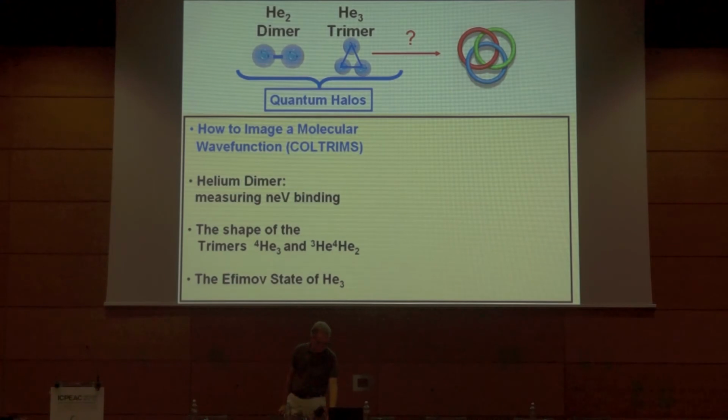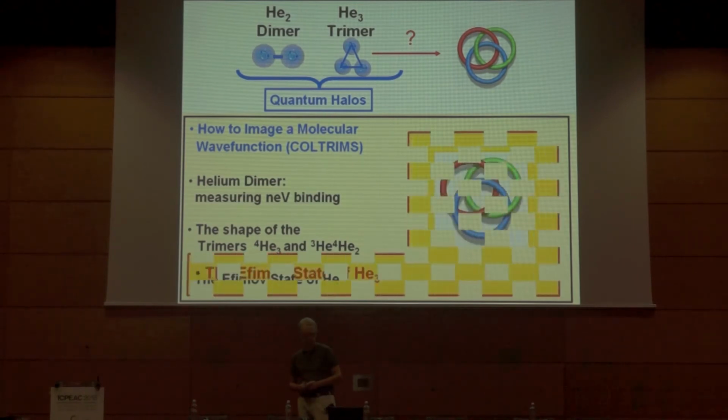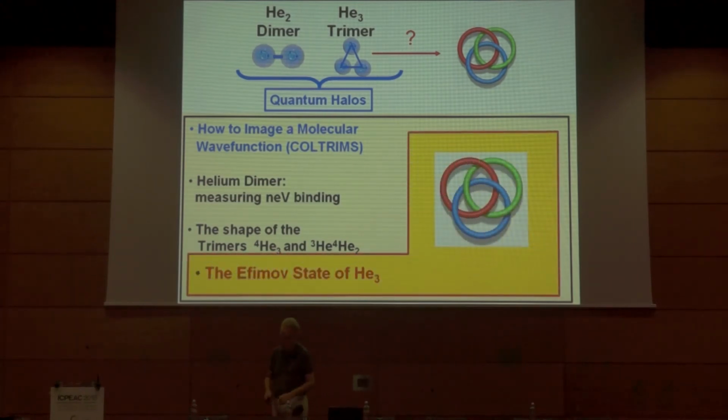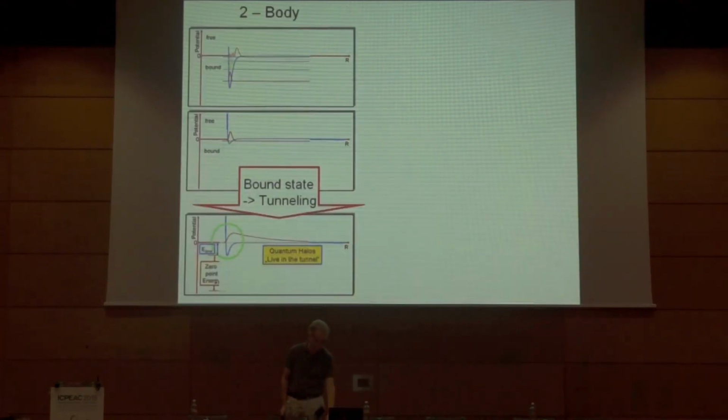Okay, so that's the ground state of helium-3. But that is not the only state of helium-3. There has been a prediction for a long time now that there is a second state of helium-3, which is, according to theory, an Efimov state. And I have to explain to you what an Efimov state is.